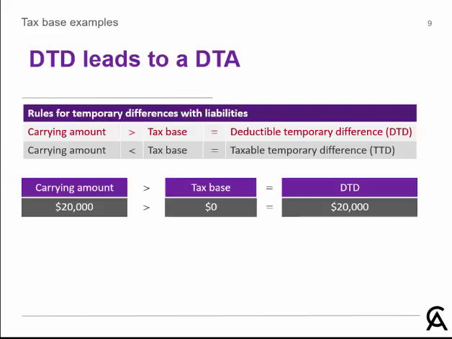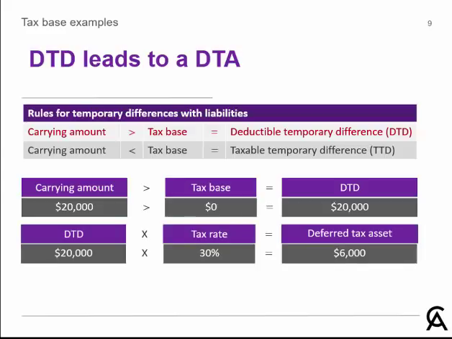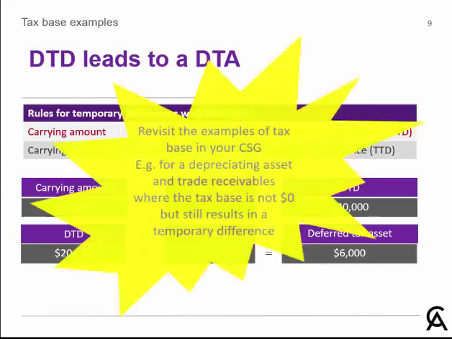You can see we're applying that rule in red from our table from the CSG. A deductible temporary difference leads to a deferred tax asset. In this case, it's $6,000. So that's why the accrued expenses liability results in the recognition of a deferred tax asset.